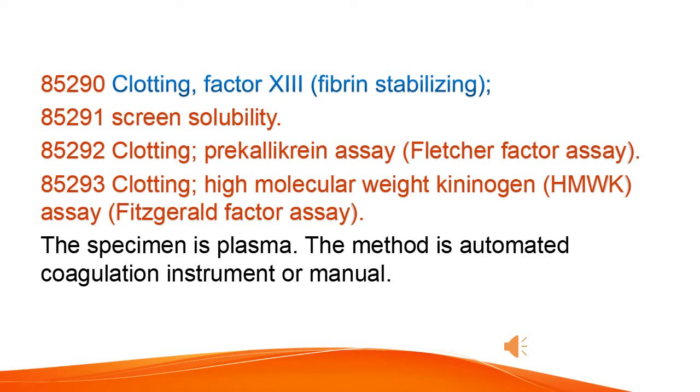Clotting, factor 13, fibrin stabilizing. Screen, solubility. Clotting, prekallikrein assay, Fletcher factor assay. Clotting, high molecular weight kininogen, HMWK, assay, Fitzgerald factor assay. The specimen is plasma. The method is automated coagulation instrument or manual.